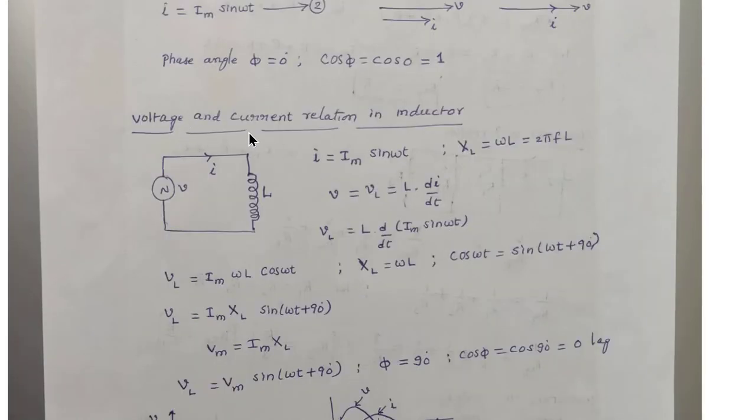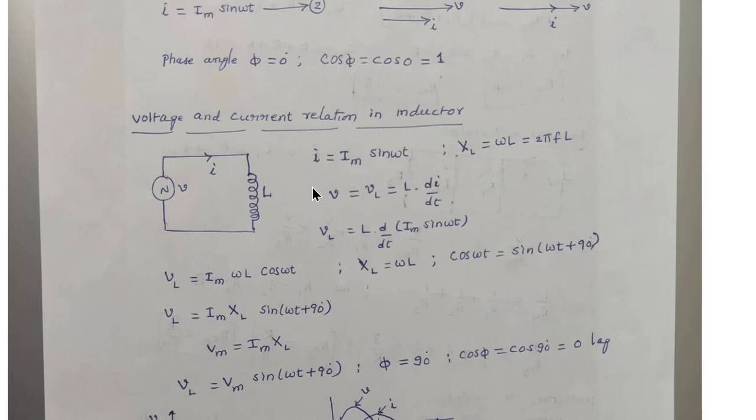Similarly, we can find the relation between voltage and current in an inductor. So this is the inductor L connected to an AC source V. Then the current flowing here is I. Let us assume the current flowing in the circuit is Im sin omega t. For an inductor, the inductive reactance is represented as XL, or simply X, is equal to omega L, which can also be written as 2 pi fL.